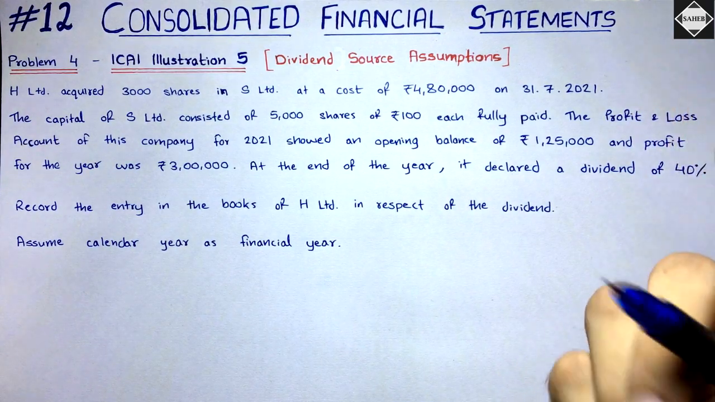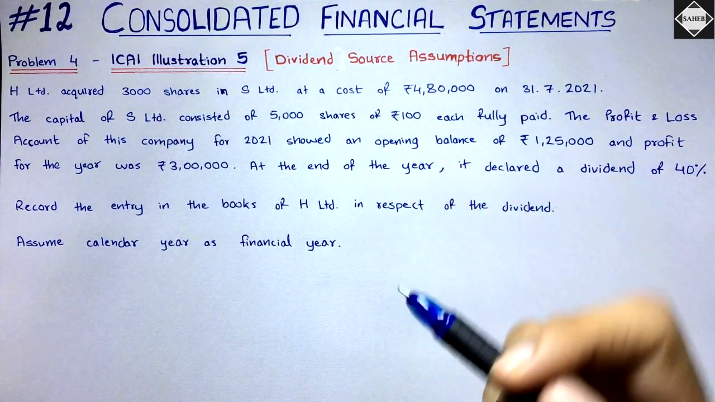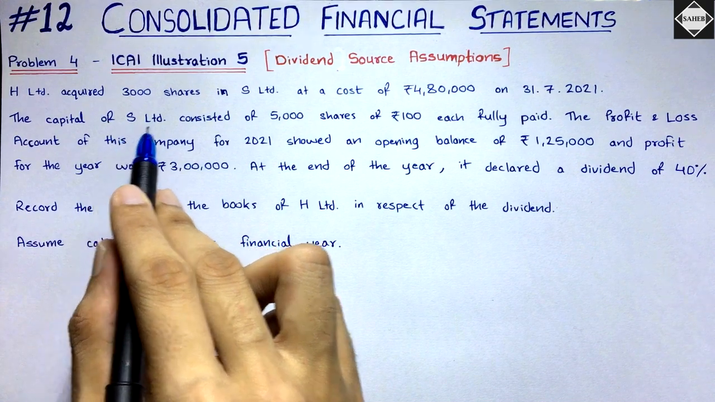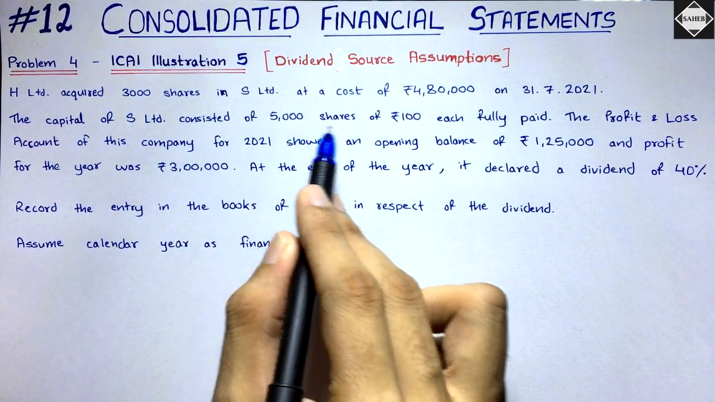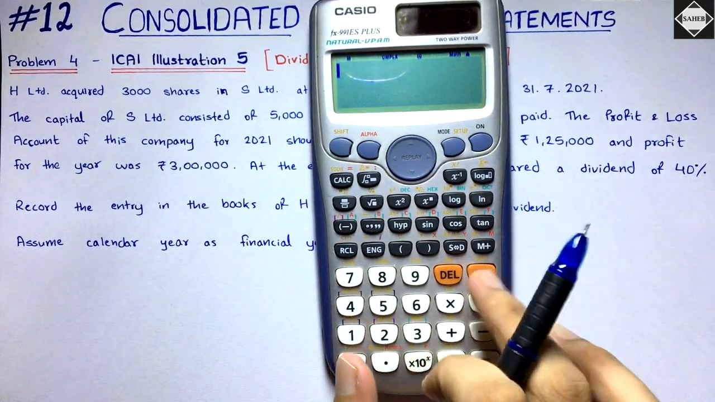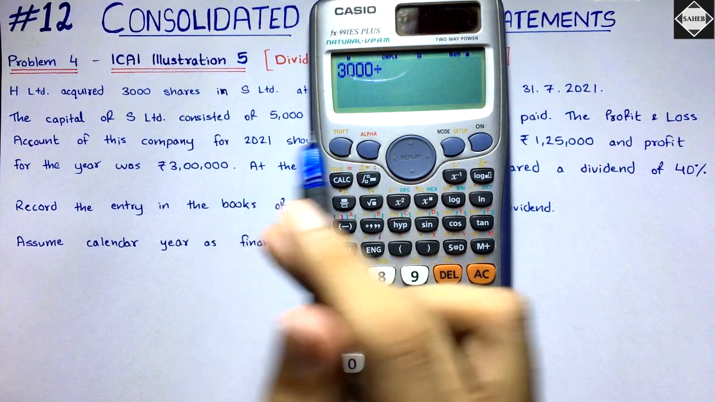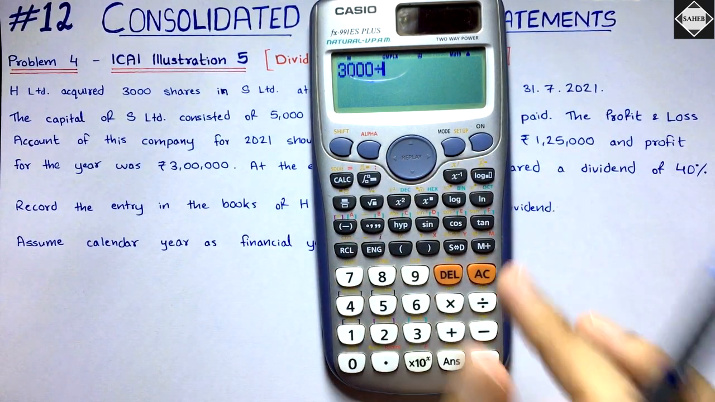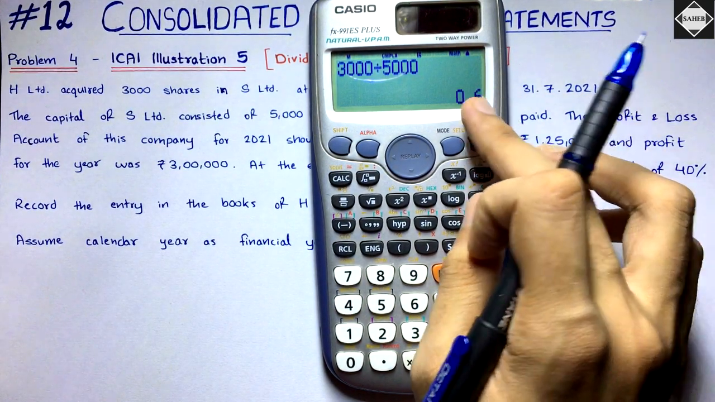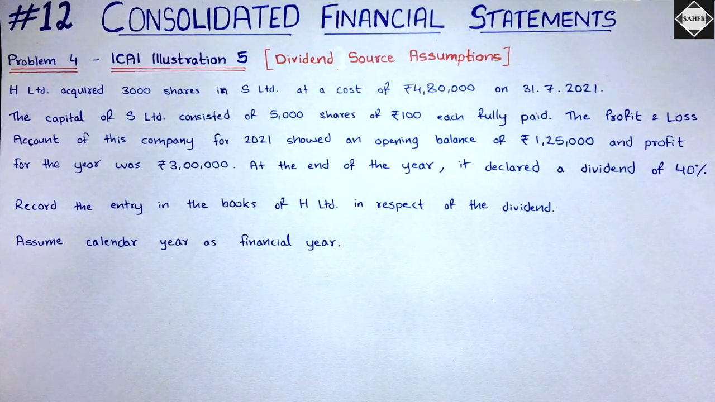How will you do that? It's very simple. The number of shares they have acquired divided by the total number of shares of the subsidiary company. You will just take a fraction. In the next line, see here, the capital of S Limited consisted of 5,000 shares of rupees 100 each, fully paid. The holding company has acquired 3,000 shares, divided by the total number of shares of the subsidiary company, which is 5,000. You will get 0.6, which means 60%. So 60% is the percentage of holding.